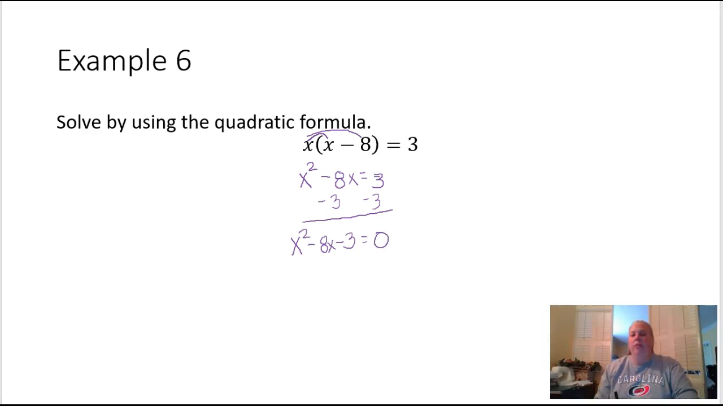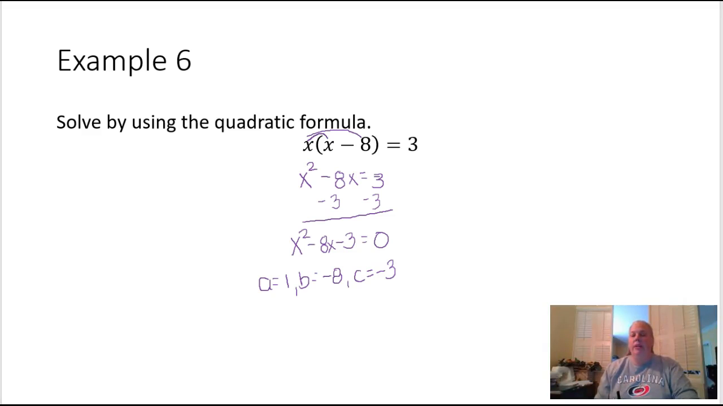Okay. Now, I like to label the coefficients so I know what to plug into the formula. So a is the coefficient on my x squared. That's going to be positive 1. b will be the coefficient on x. In this case, it's going to be negative 8. We do want to bring that sign with it. And then c, this is the constant term, the one with no x. In this case, it's going to be negative 3.